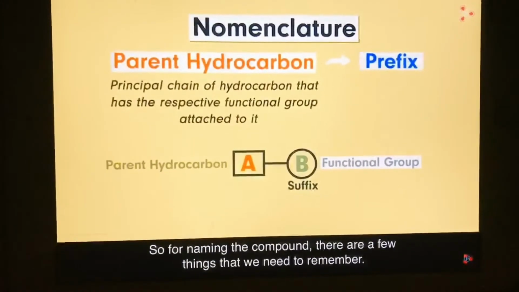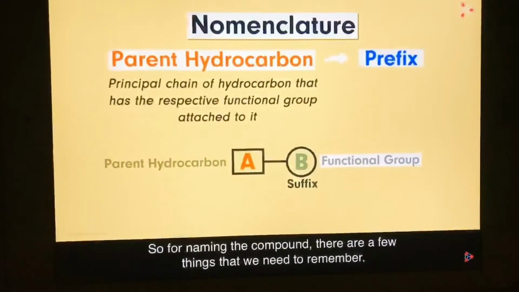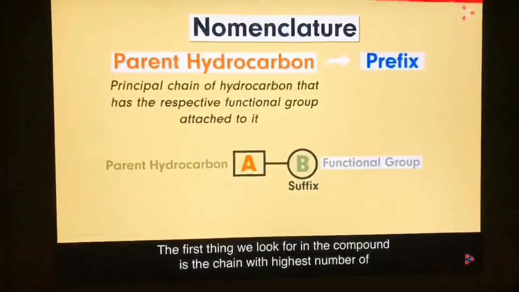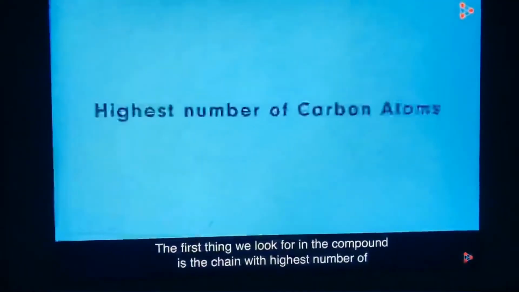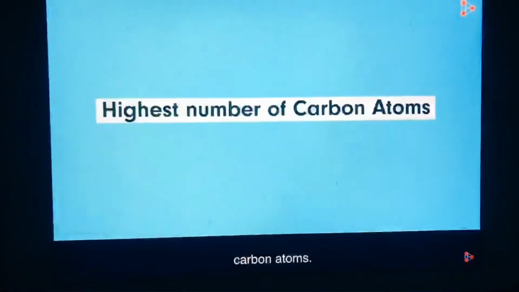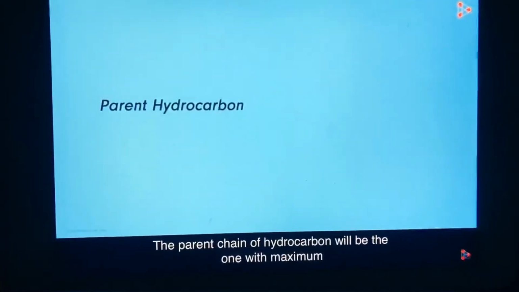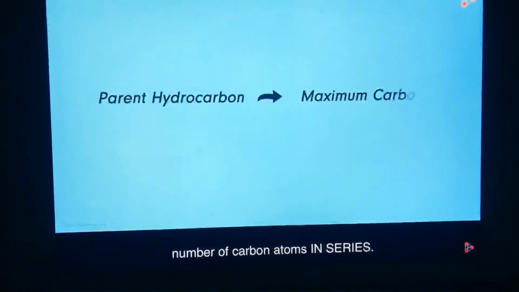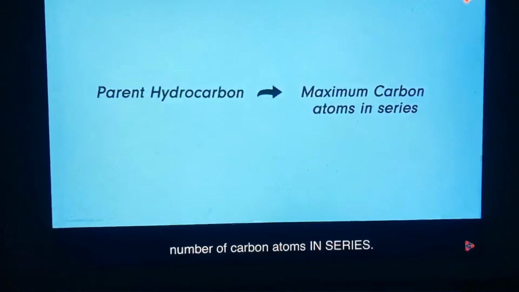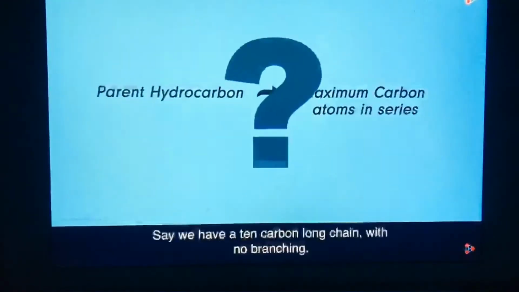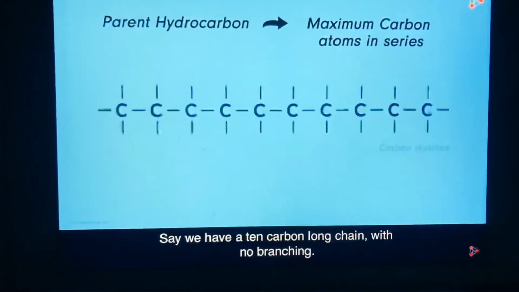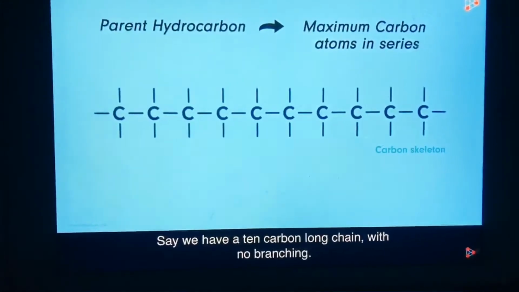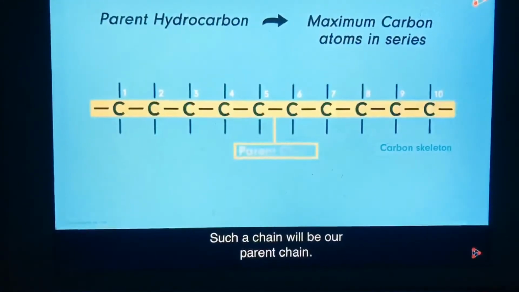So for naming the compound, there are a few things that we need to remember. The first thing we look for in the compound is the chain with the highest number of carbon atoms. The parent chain of hydrocarbon will be the one with the maximum number of carbon atoms in series. What do we mean by this? Say we have a 10 carbon long chain with no branching. Such a chain will be our parent chain.